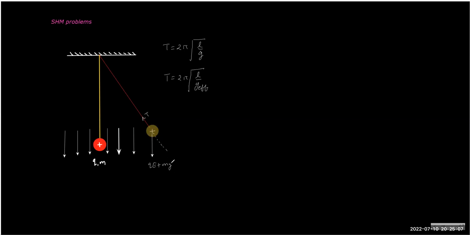Earlier we only had mg, now it is mg plus qE, as you can see. The restoring force will be at right angle to the thread or the string. So this is the direction of the restoring force. Given this angle theta, this is also theta, so you can simply say the net force in this direction is (qE plus mg) cos theta. And now we know that F restoring in this case will be sine.